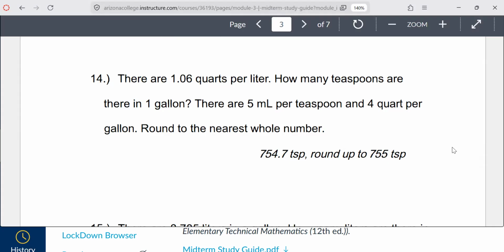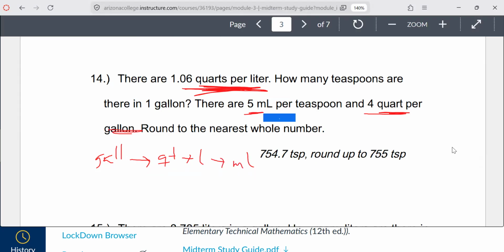Okay. So in this problem, you have to know where you're starting from and where you're going. Create a road map. I want to know how many teaspoons are in a gallon. So I'm starting from a gallon. So you could go from gallon to quarts because I have 4 quarts per gallon. And then from quarts, I could go to liters, right? Because I have the conversion here. So to L, and then from L to mL, and then from mL to teaspoons.